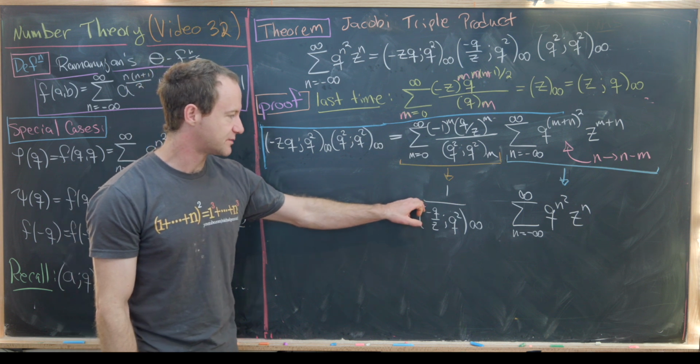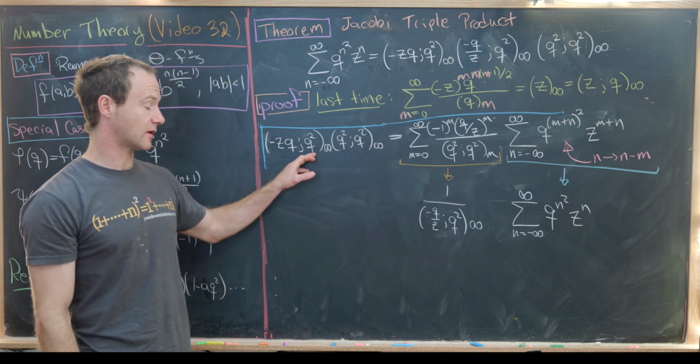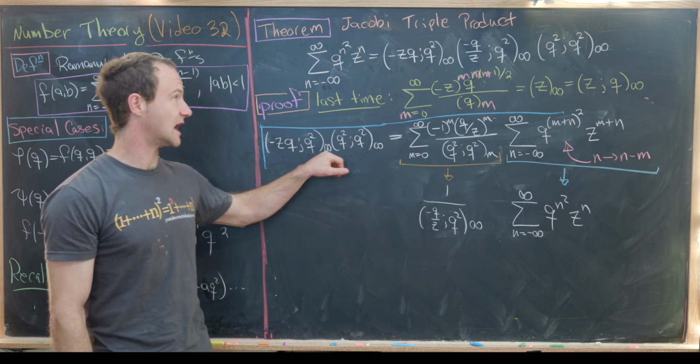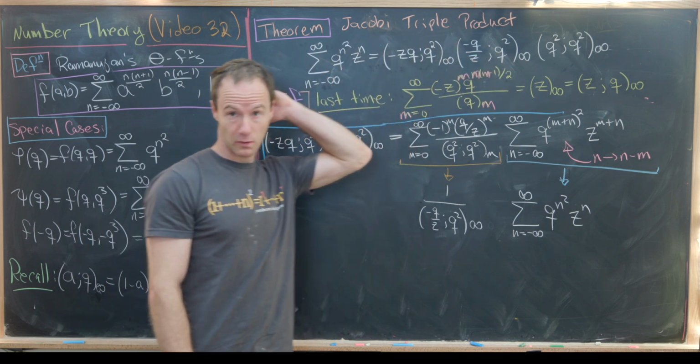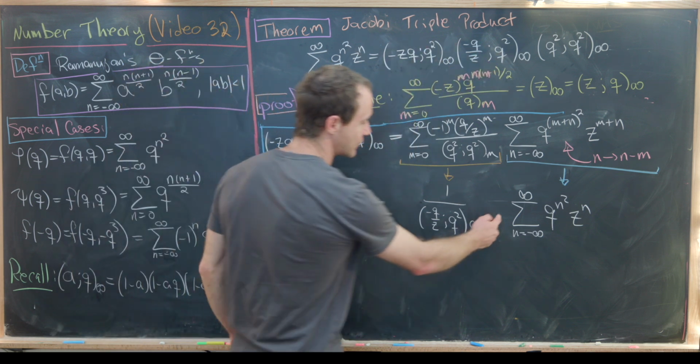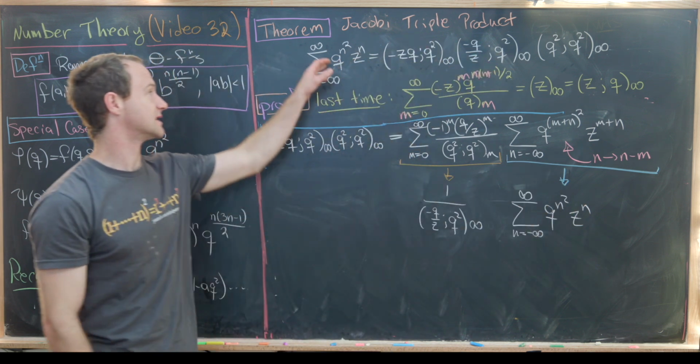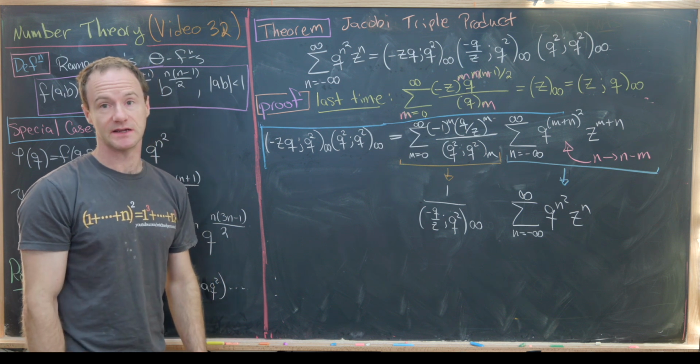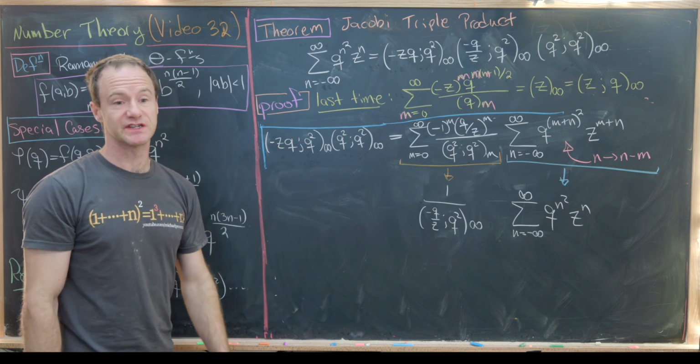But now we're done. Notice we just need to multiply this product up here, and the left-hand side will be the right-hand side of our goal product. And then we'll be left with this sum, which is the left-hand side of our goal identity. So that means we finished this proof.